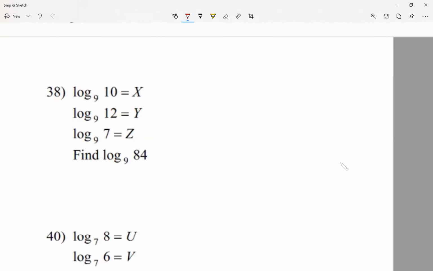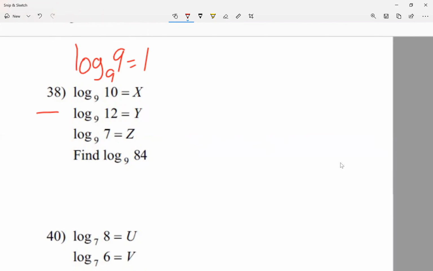Now here, log base 9 of 84. There's a special rule, right? I can always use log base 9 of 9 is equal to 1, right? I can always use that. Now I'm thinking, all right, which two numbers either multiplied or divided might equal 84? Now division couldn't quite work, but I know 7 times 12 is 84. So my focus is going to be on these two logs.